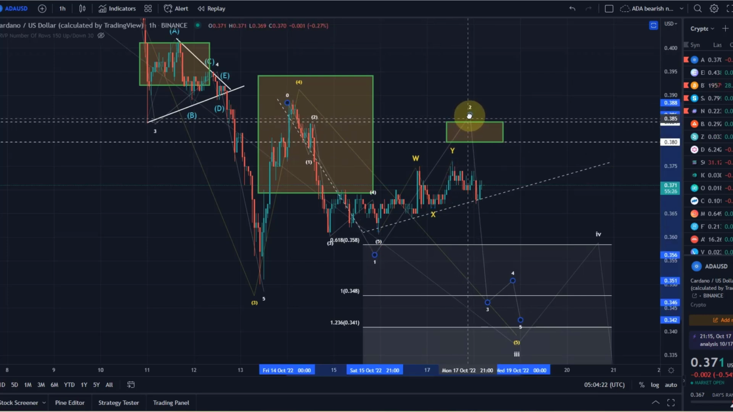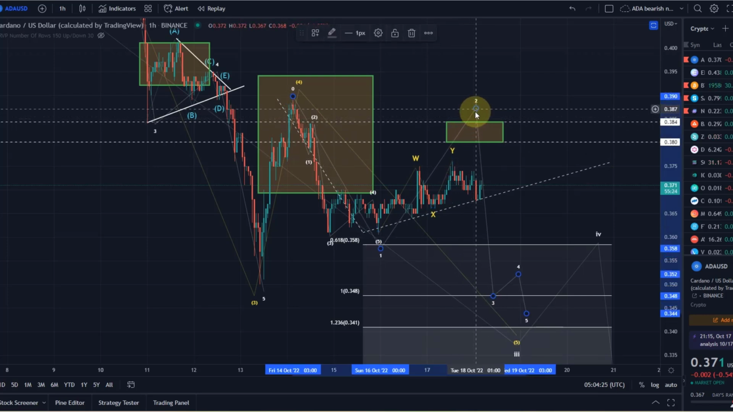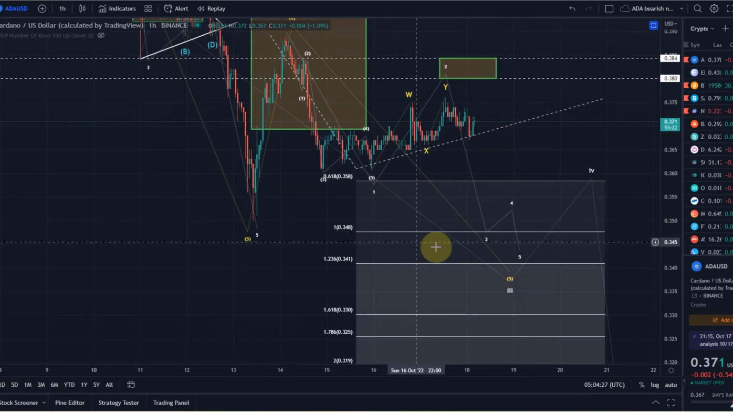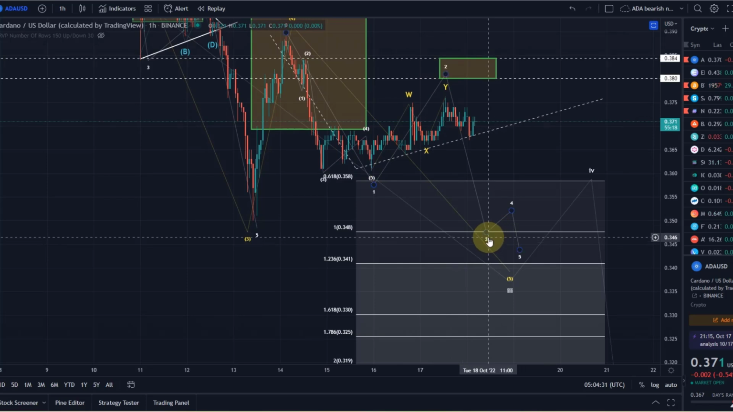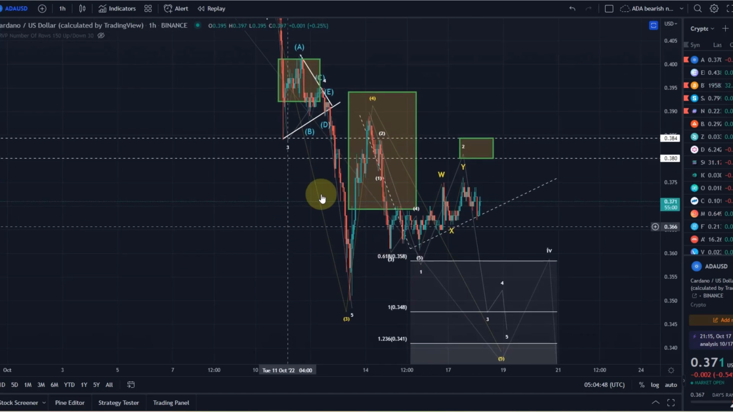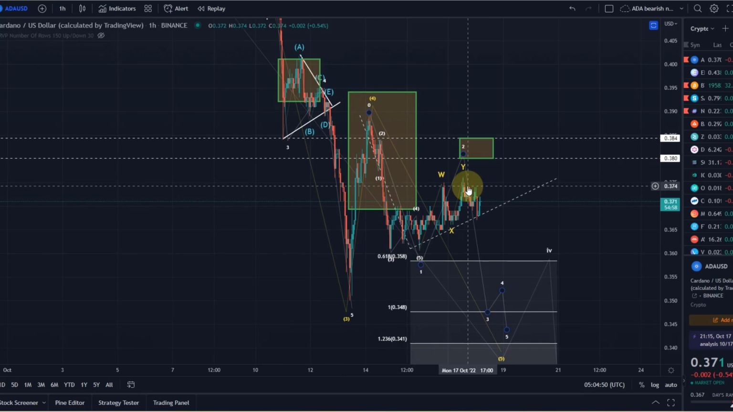So it would be at the moment like that. It is basically a complete pattern. You can count it like that. And the very first target would be the 1-to-1 ratio at 34.8 cents. But the ideal target for that 3rd wave would be 33 cents. It would be quite a strong sell-off. But I also told you there is no guarantee that this is a 1-2 setup.